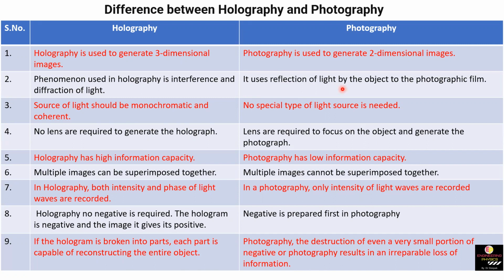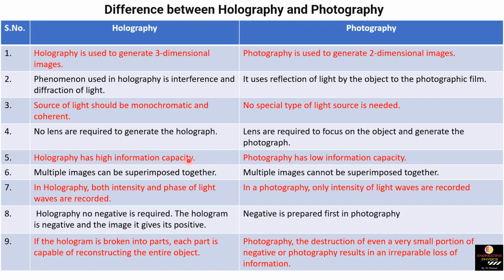on the photographic film. Source of light used in holography: laser source, or we can say monochromatic and coherent source of light. So these are the properties of laser. In photography, ordinary light is used, no special type of light is required. No lens is required in hologram, but in photography, we focus the object and we get the photograph. So we require a lens in photography.